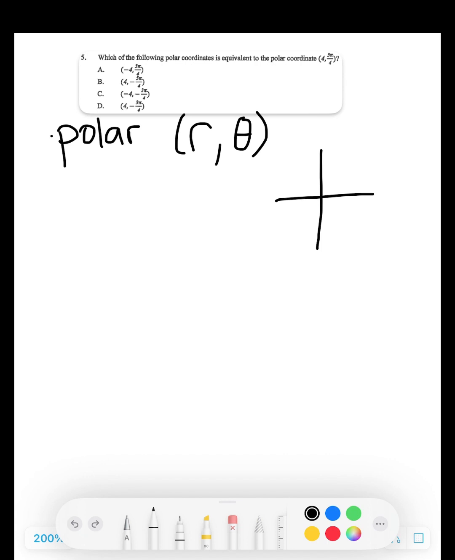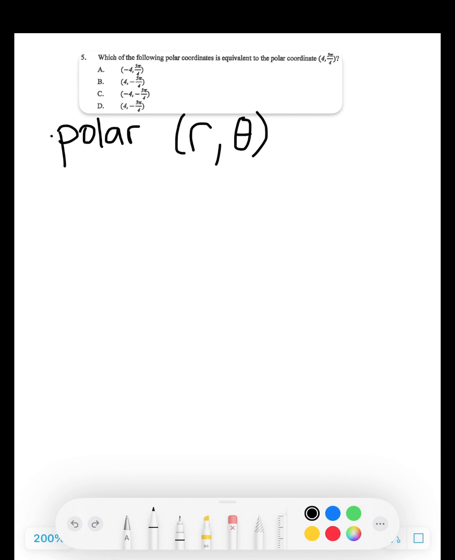When the radius is negative, it moves in the opposite direction on the pole. So let's say you find your angle to be right here. If it's positive, it's going to move in this direction. If it's negative, it's going to move in the opposite direction. Another example: if we have an angle that winds up right here, if it's positive, it's going to move in that direction. If it's negative, it's going to move in the opposite direction. So that's how polar coordinates work.